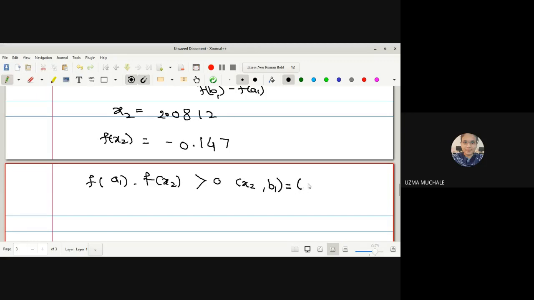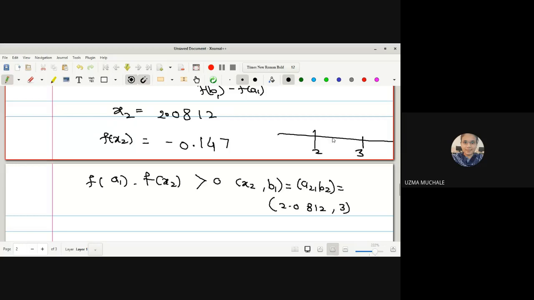This we can rename as next, that is a2 b2, where a2 is equal to the value of x2 we have calculated, 2.0812. The value of b2 will remain as it is, which is 3. So initially it is 2 to 3, then it is 2.05 and then it is 2.08. So the interval is getting closer and closer.